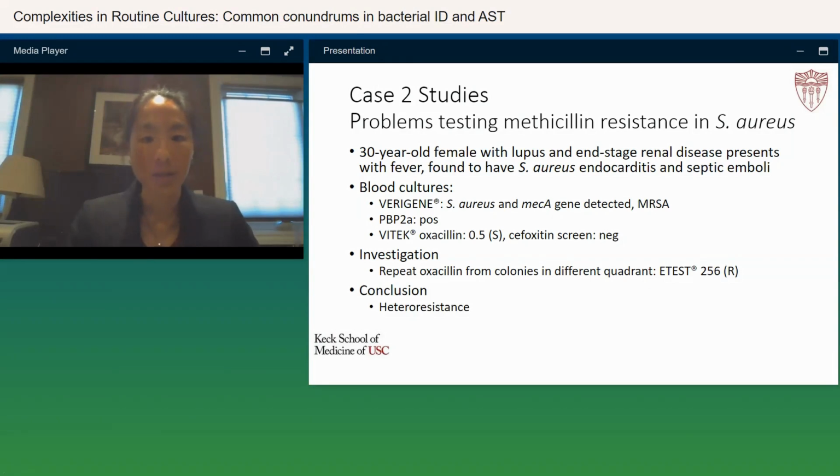So our only conclusion after all this investigative testing was that this might have been a heteroresistance somehow, when we tested the VITEK the first time, that we did not capture enough colonies that were expressing resistance to oxacillin or cefoxitin.